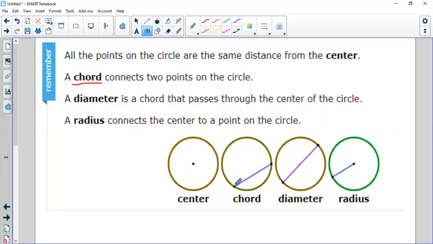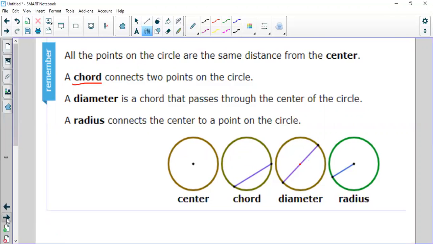A chord just goes from one point on the side to another point on the side and doesn't have to go through the center. So a line that goes through the circle from side to side, not through the center point, is called a chord. You'll see that on one of the IXLs. You won't do anything with it. Just need to let you know what that word is so you can see it. You know the word diameter. You know the word radius. You know the center point. That's going to be all in this IXL.